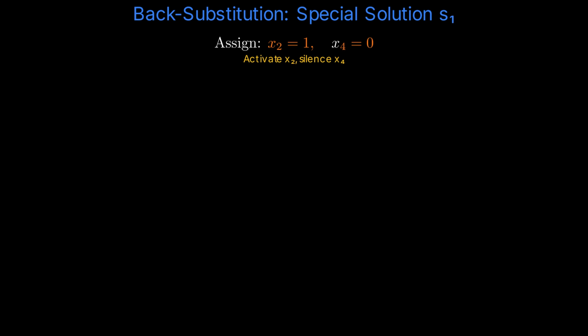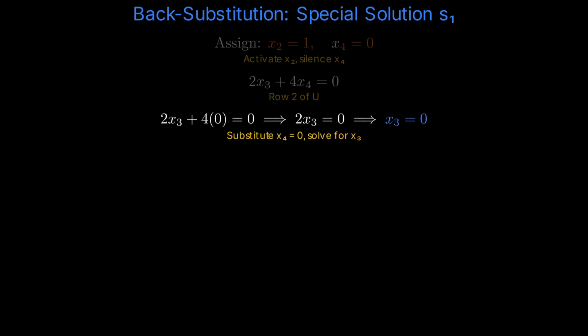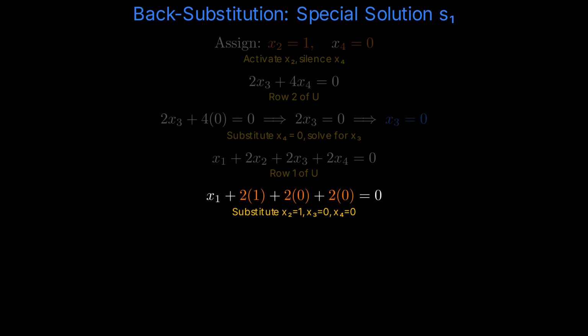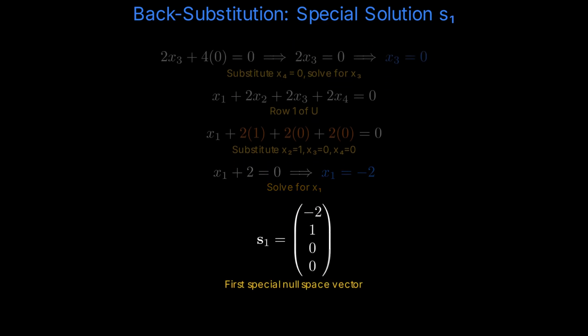Now we back substitute, meaning we solve for the pivot variable starting from the bottom row. Row 2 of U says 2x3 plus 4x4 equals 0. With x4 equal to 0, we get 2x3 equals 0, so x3 equals 0. Now move to row 1, x1 plus 2x2 plus 2x3 plus 2x4 equals 0. Plug in all our known values, x1 plus 2 times 1 plus 2 times 0 plus 2 times 0 equals 0. That simplifies to x1 plus 2 equals 0, so x1 equals negative 2. The first special solution is the vector negative 2, 1, 0, 0.